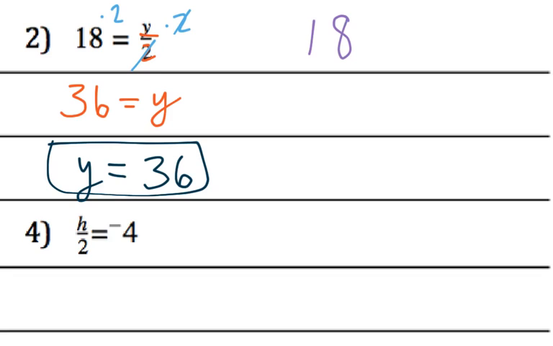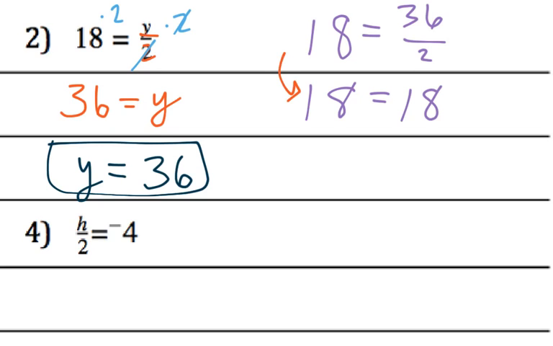18 was the original equation, equals 36 over 2. And then 18 is just being rewritten on the left side. And 36 divided by 2 does give us 18. So I'm rewriting 18 in this step, but evaluating 36 over 2 on the right side to confirm that 18 does equal 18 and checking it.